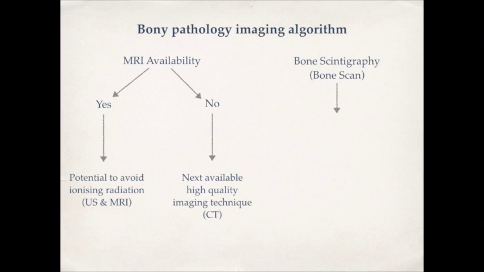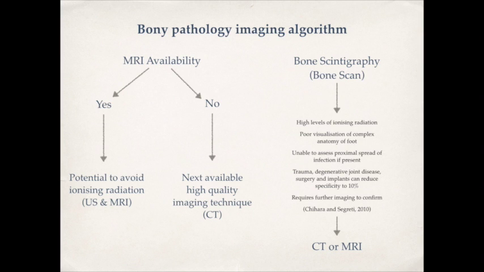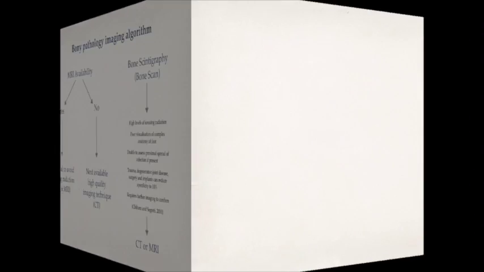Bone scintigraphy, or bone scan, would not be used due to its high levels of ionizing radiation, much greater than that of a CT scan of the foot. It is also unable to produce high clarity of the complex anatomy of the foot. Therefore, we are unable to determine the proximal spread of infection if osteomyelitis was present. The presence of trauma, degenerative joint disease, surgery, as well as implants can reduce the specificity down to 10%. Because of this, it would require further imaging to confirm diagnosis. We would either use CT or MRI to confirm with this. However, this would increase the potential exposure of ionizing radiation, as well as increased costs towards Tony's diagnosis.